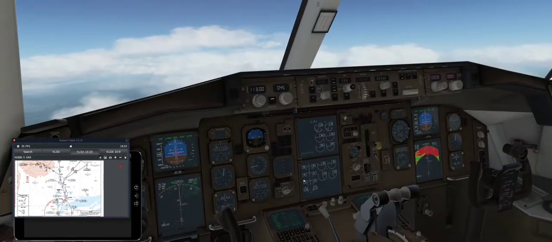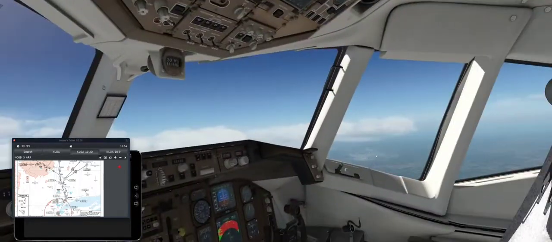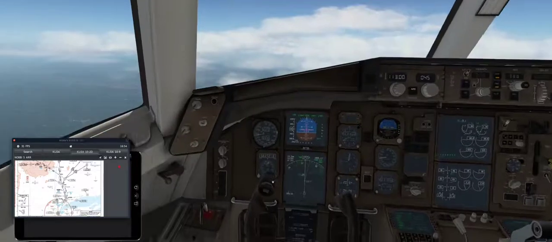Monitoring engine stuff. Oil pressures are equal and within range. Oil temperatures are equal and within range. Sometimes you'll find that one of these might start to climb. Your job is to notice that and act, as well as continuously scan all the systems.